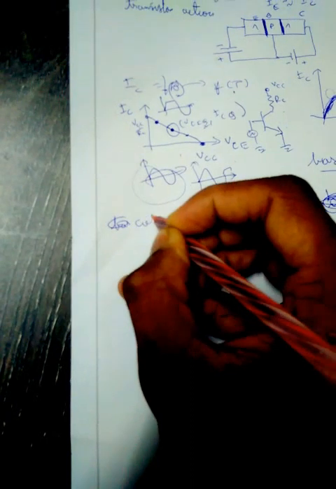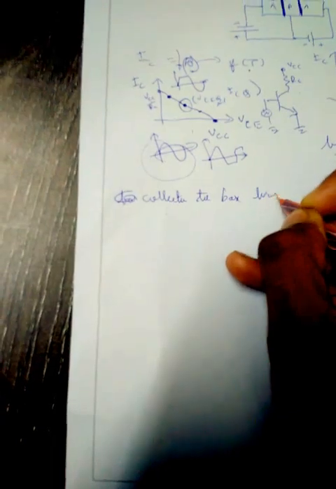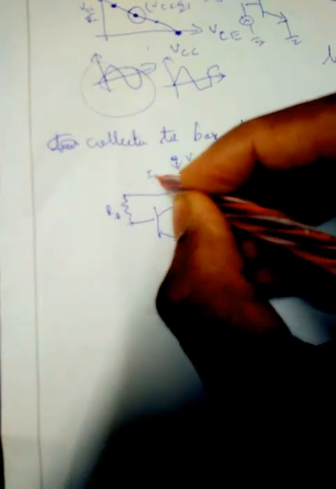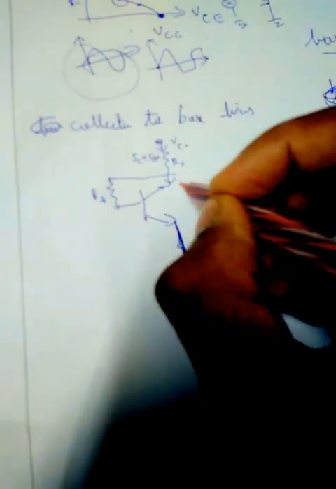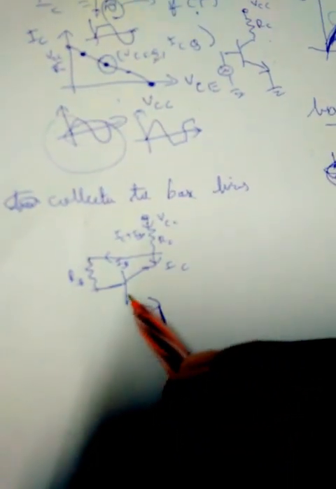So the next circuit we consider here is the collector to base bias. Here the circuit is somewhat like this. Here there is a VCC, RB, RC and RB. Here the current flowing through this will be IC plus IB, and it gets partitioned into IC and IB, and then goes into the base. The RB will be of high value, so that only a small amount of current is sent into the base for switching on the transistor.